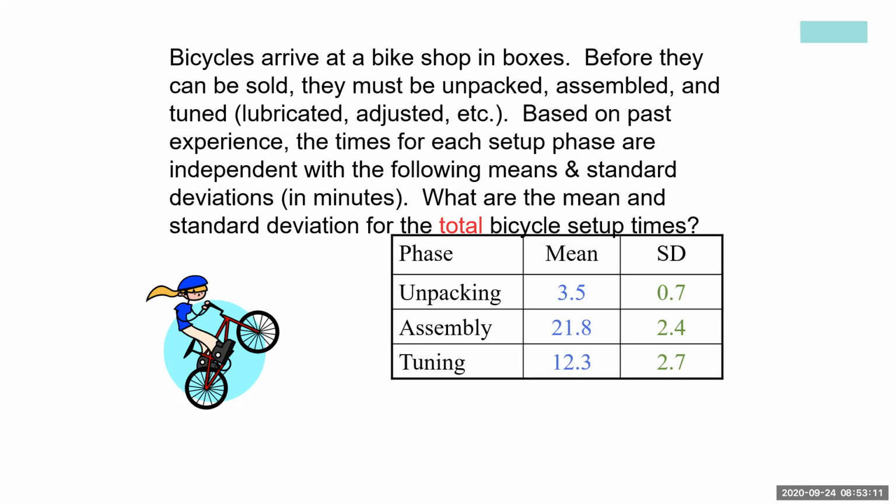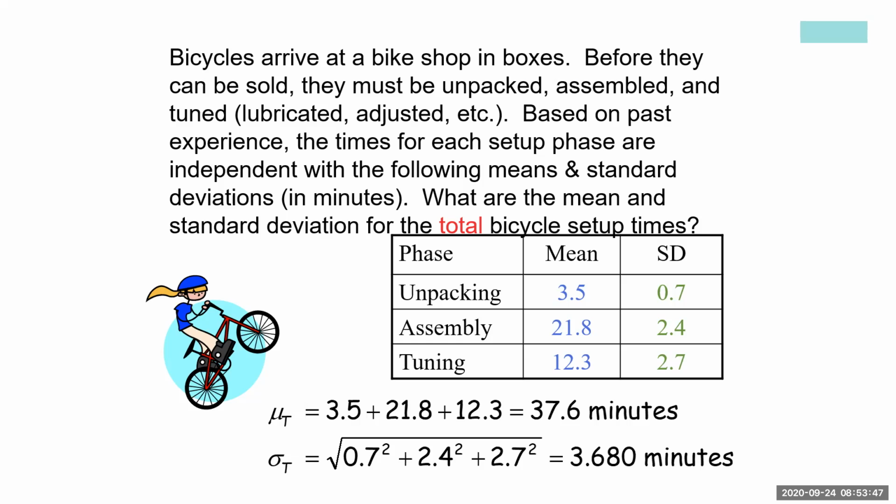If we're looking to find total mean, total mean means adding, and we can directly add the means: 3.5 plus 21.8 plus 12.3. But standard deviation, never, never, never directly add. Think Pythagorean theorem. If we directly add the means, the total mean will get us 37.6 minutes. Always make sure to add in the units. Remember, the number is just the data; statistics is applying it to what you're talking about. So what does this 37.6 represent? It represents minutes. And for standard deviation, think Pythagorean theorem. Big square root, 0.7 squared plus 2.4 squared plus 2.7 squared gets us a total of 3.68 minutes.